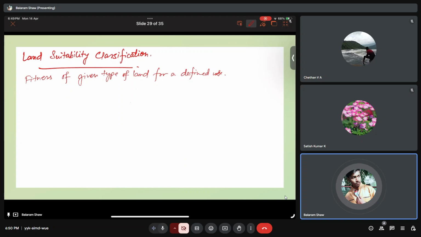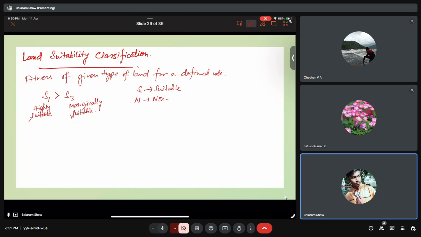Okay, it will be like S1, S2, S3. S1 means highly suitable, and S3 means marginally suitable. Okay, so S is suitable and N is unsuitable or non-suitable. Again, it has several subclasses and so on.